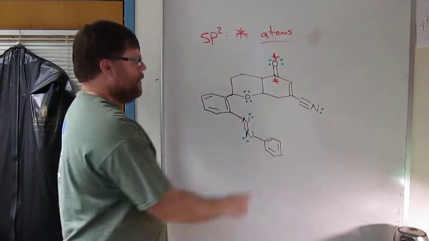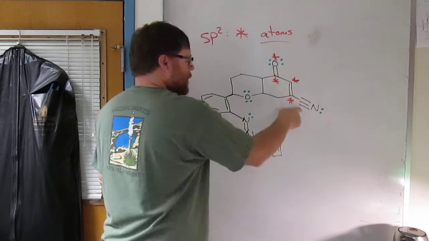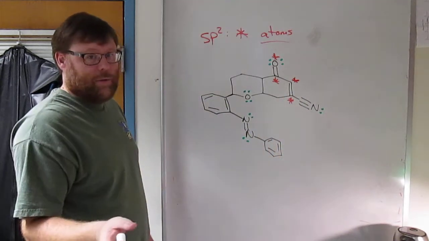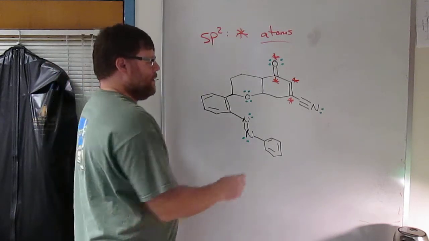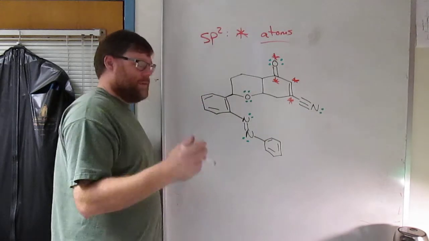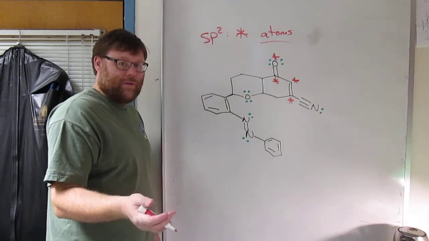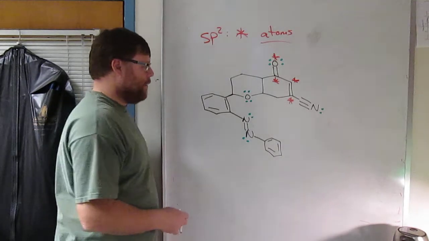Okay. That carbon has a double bond. That carbon has a double bond. That carbon has a triple bond. That's 2 pi bonds. A triple bond is 2 pi bonds. So that is not sp2. That is not sp2. What's the hybridization of an atom with 2 pi bonds, a triple bond or 2 double bonds? Think about that and come back to it.